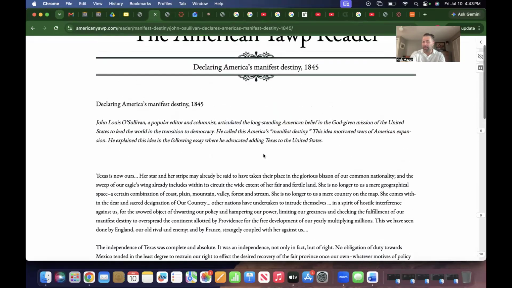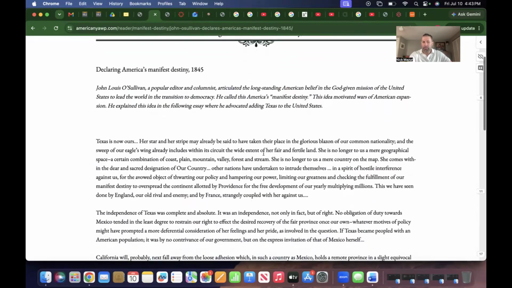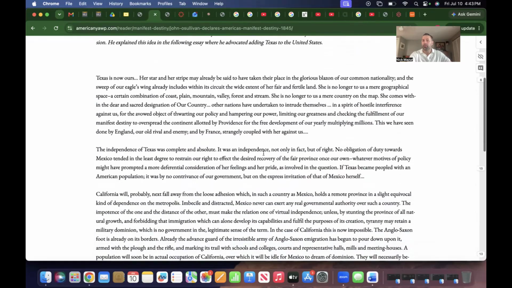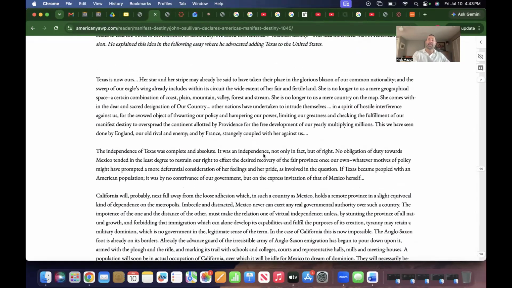But in 1845, there's a gentleman by the name of John L. O'Sullivan, and he writes an article, and there is this term that he comes up with after the taking of Texas, which I will talk about later. But let me just read the first paragraph for you.